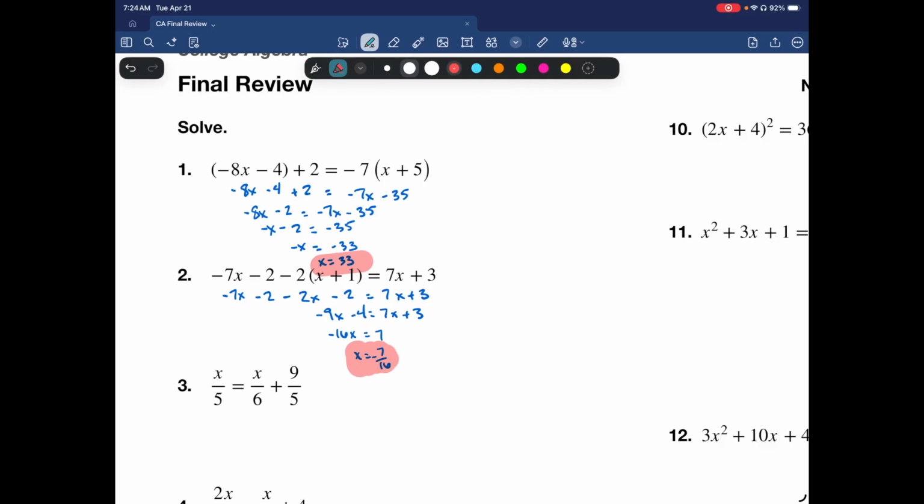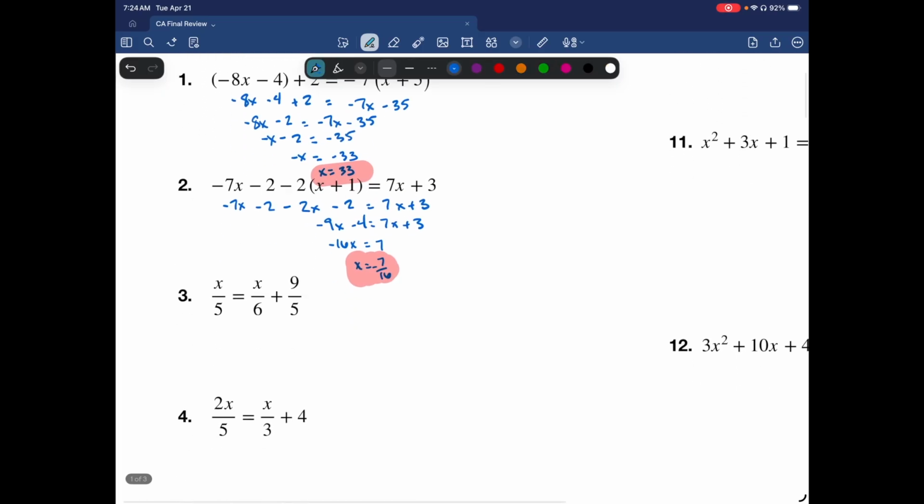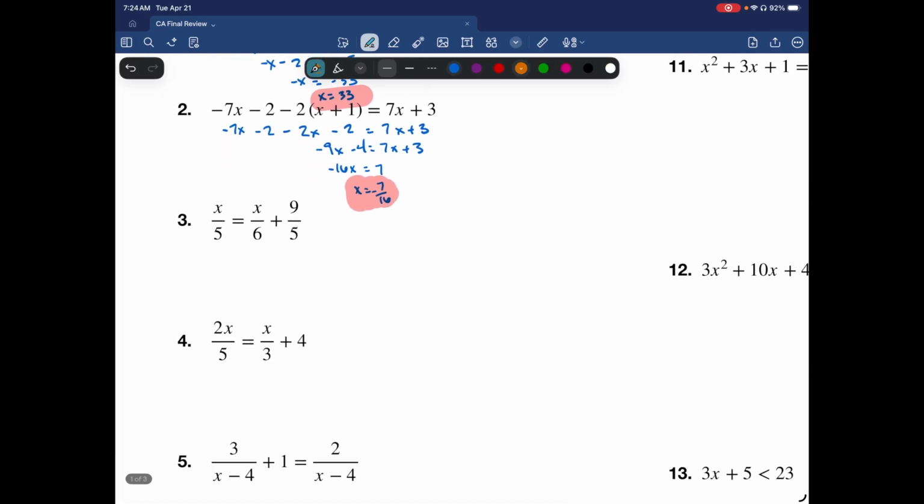Alright, now on number 3, I can start to use this method called fraction busting. So in order to add and subtract fractions, you have to get a common denominator. Or you could take what would be your common denominator, multiply it by the whole thing, and that gets rid of your fractions. So 5 and 6 both go into 30.